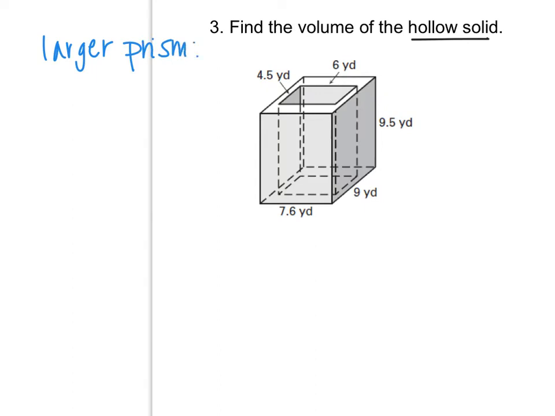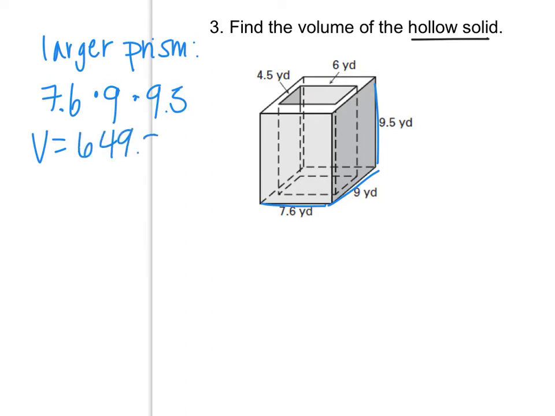So rectangular prisms are pretty easy. We just do length times width times height. So we've got 7.6 times 9 times 9.5. So that gives us a volume of 649.8.